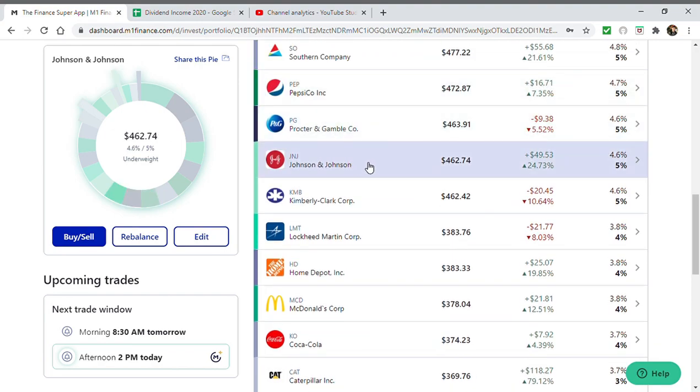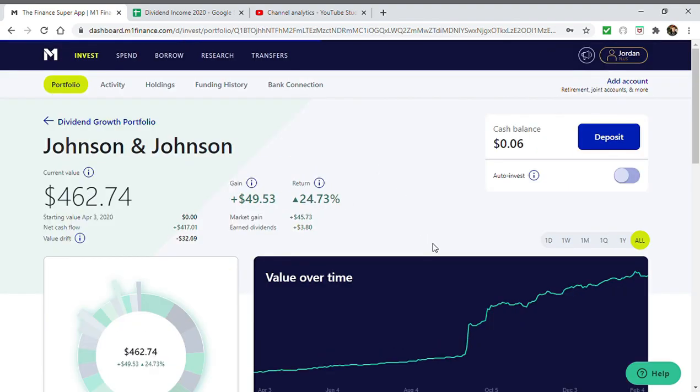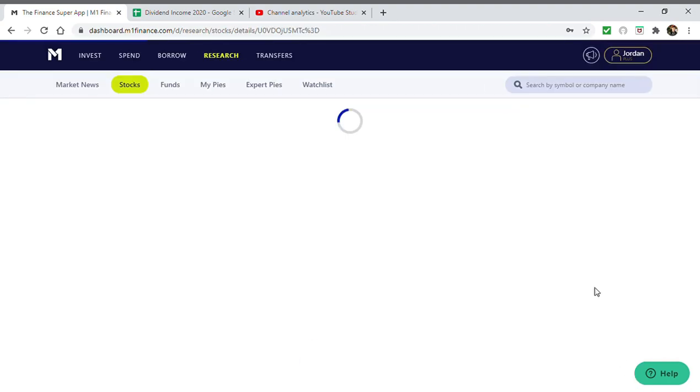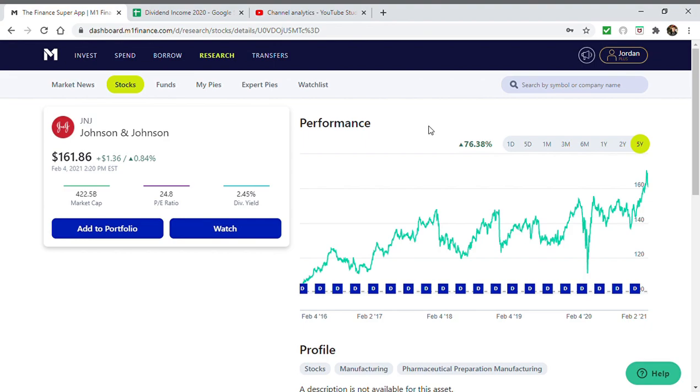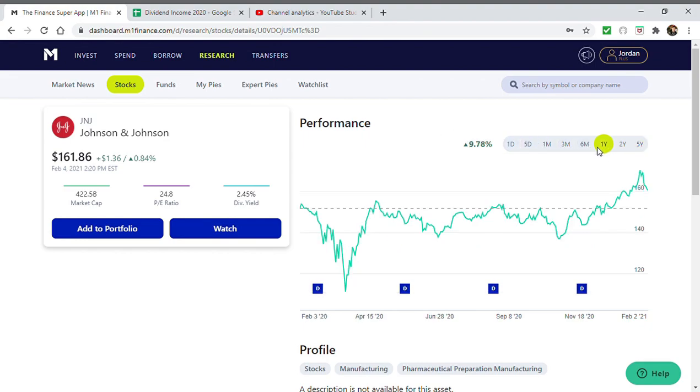Johnson & Johnson, also a forever stock. We're up 24% on it, about $50 worth of gains. Johnson & Johnson, the only healthcare company that I own, because it is pretty much like owning a healthcare ETF. All factors of healthcare, like Listerine mouthwash and basic band-aids, all the way up to high-end surgical tech equipment and pharmaceutical companies, Johnson & Johnson owns it all.